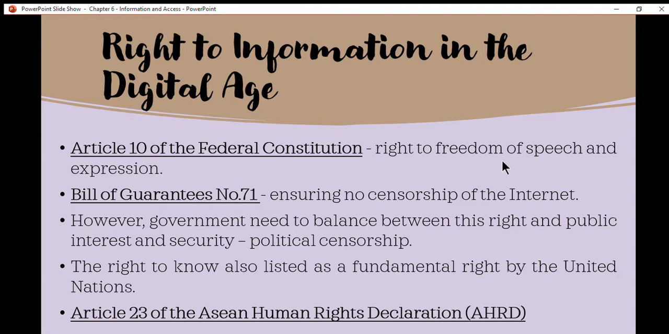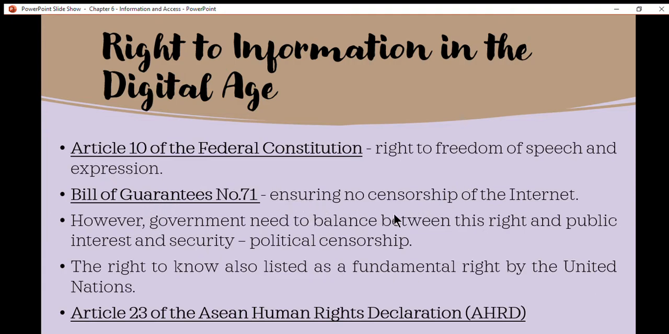Okay, and last but not least, the subtopic of rights to information in the digital age. So this is based on our current situation. In Malaysia we have Article 10, which I have explained to you previously. Under Article 10, this is the right to freedom of speech and expression. And we also have the right to information, which has been guaranteed in the Bill of Guarantees number 7.1 to ensure that there is no censorship of the internet.